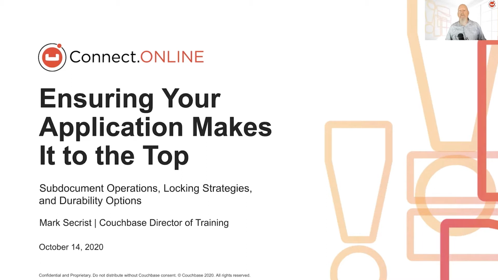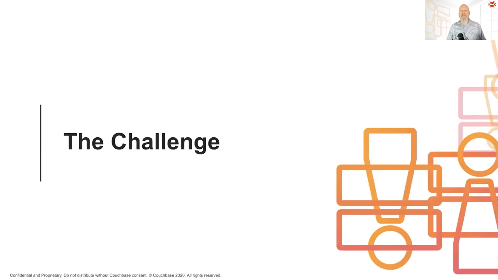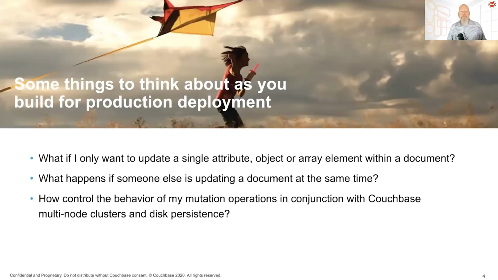And we're going to conclude this section with ensuring your application makes it to the top, meaning we're now going to begin talking about topics that will help bring some final capability to your application, specifically as you start thinking about your application moving towards a production environment and so on. All right, so let's start with understanding the challenge that we have in front of us. Some things to think about as you're moving your application into deployment.